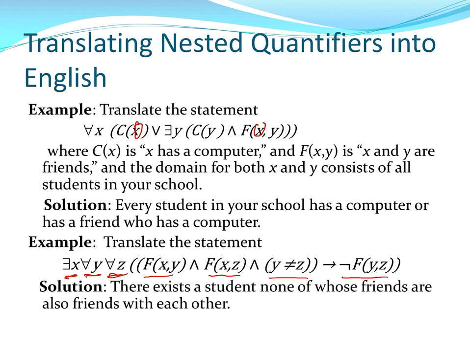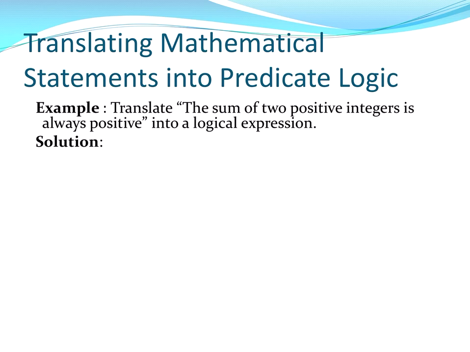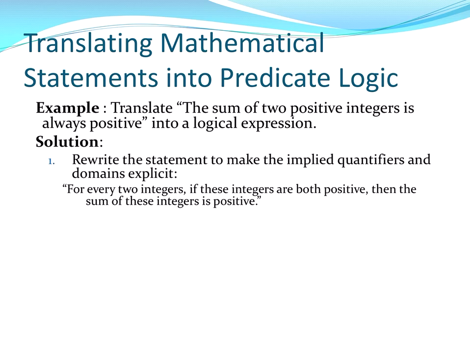Okay, so let's look at a more numerical one. The sum of two positive integers is always positive. I want to put that into a logical symbolic expression. It's a good idea to try to rewrite it to capture our logical connectives and quantifiers. For every two integers, we'll have nested universal quantifiers. And if they're positive, then their sum will be positive.